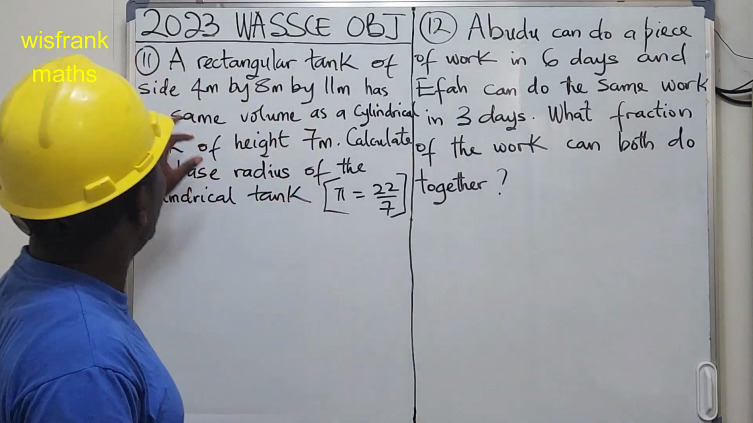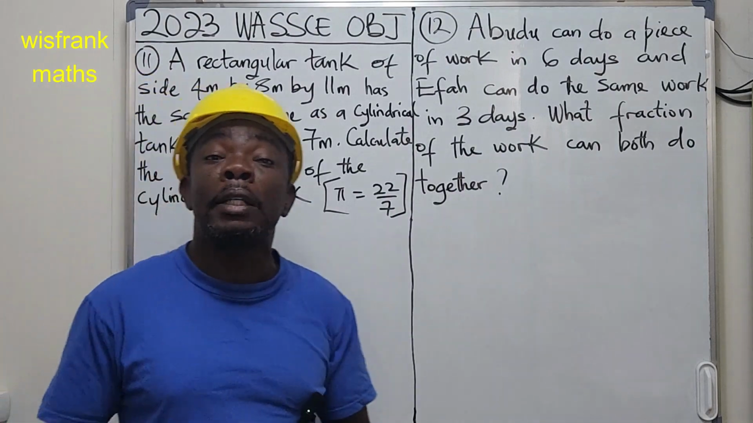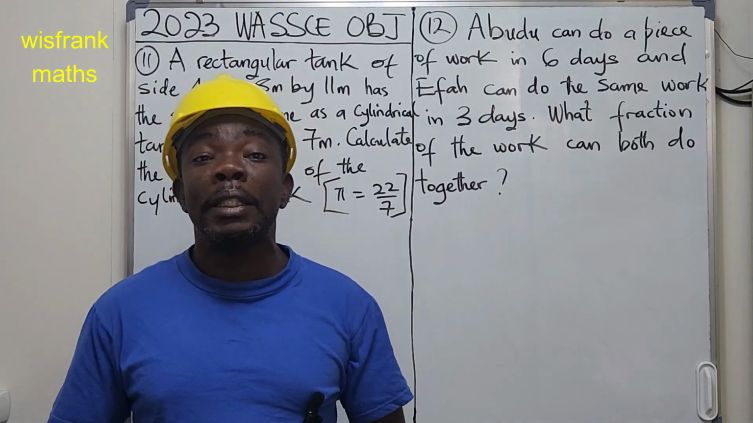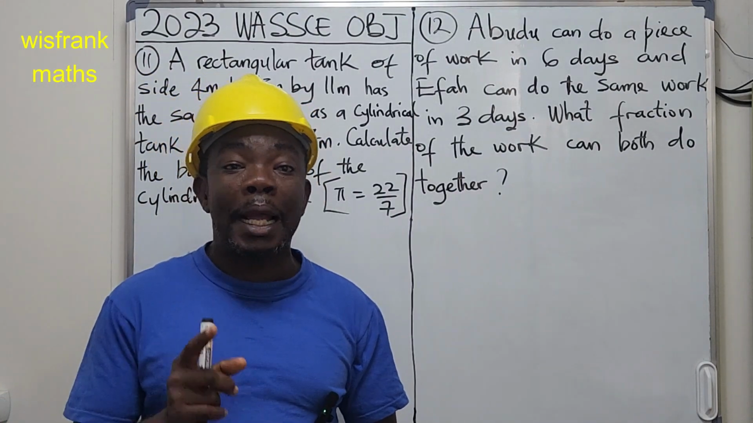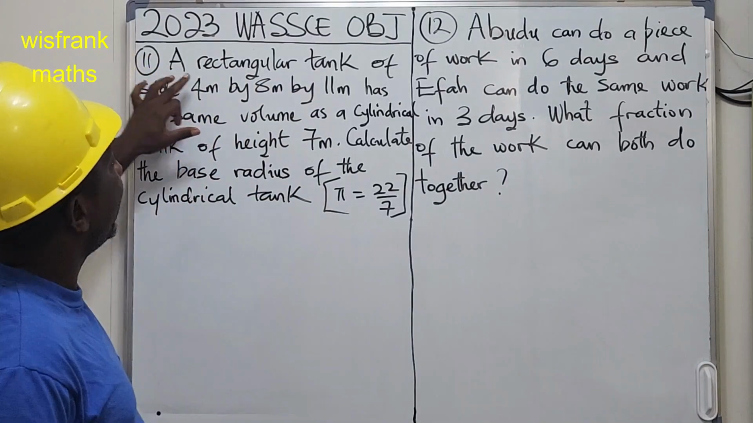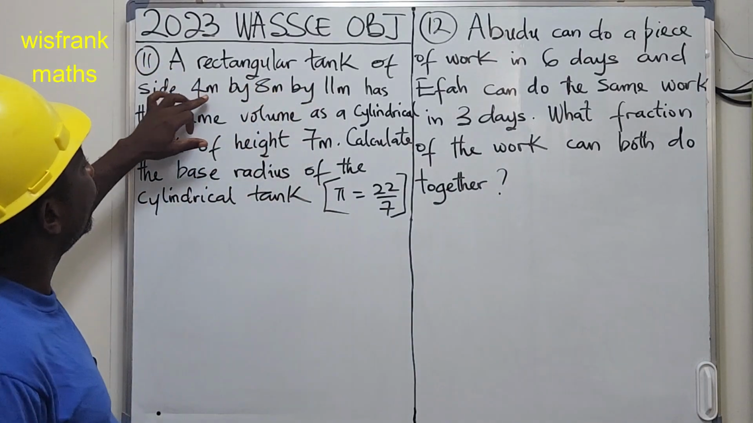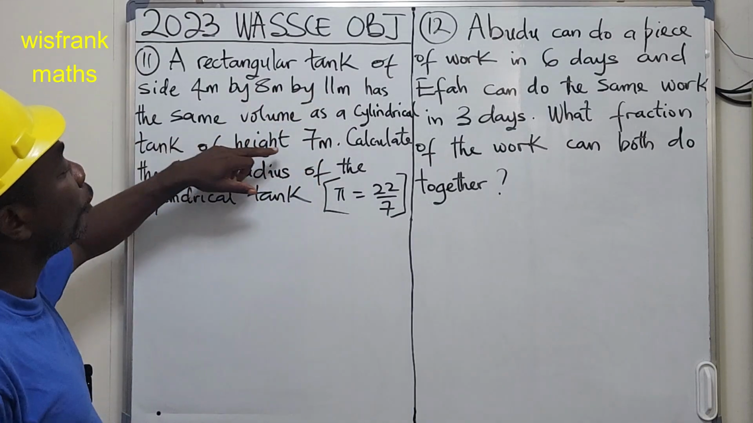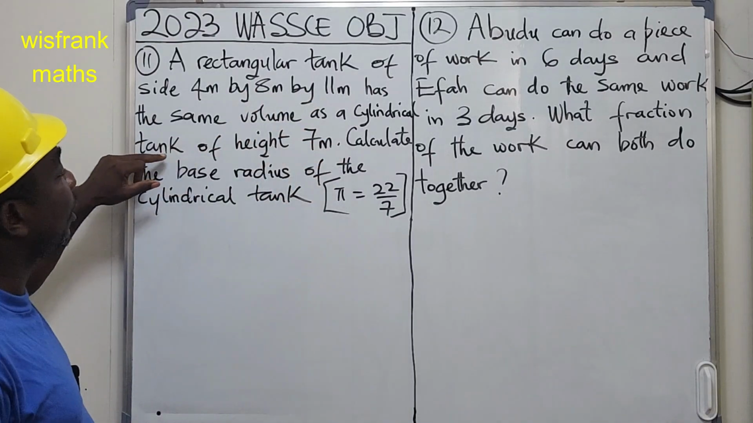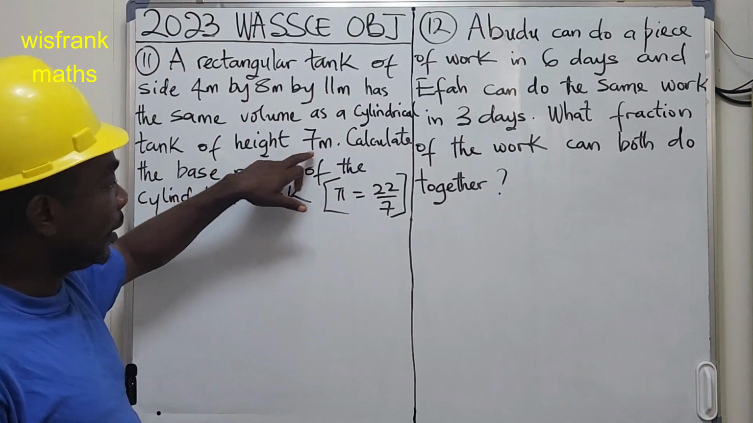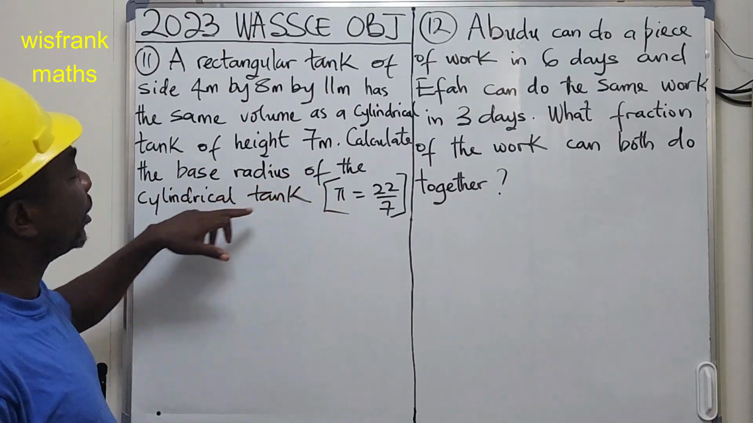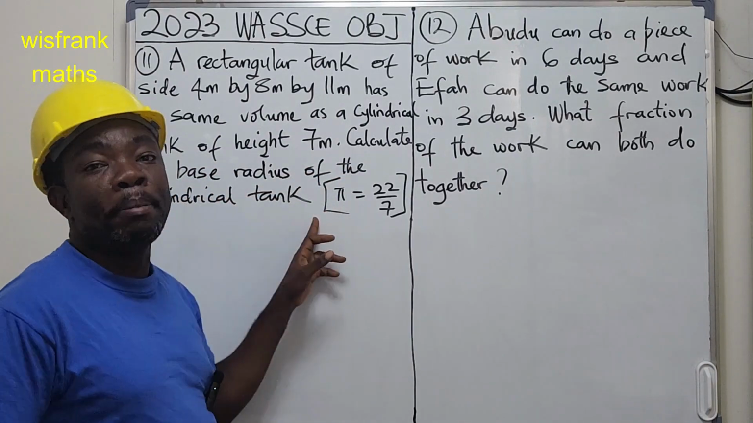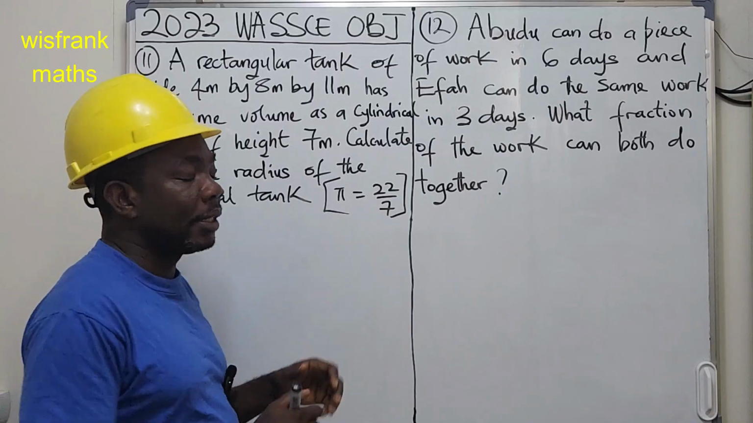Today we are looking at question number 11 from the 2023 September WASSCE examination, Mathematics Ghana, and it says: a rectangular tank of side 4 meters by 8 meters by 11 meters has the same volume as a cylindrical tank of height 7 meters. Calculate the base radius of the cylindrical tank, taking pi as 22 over 7.